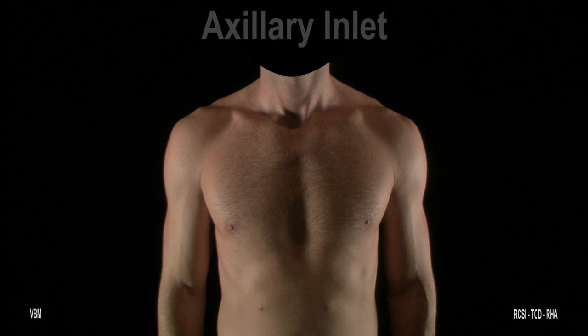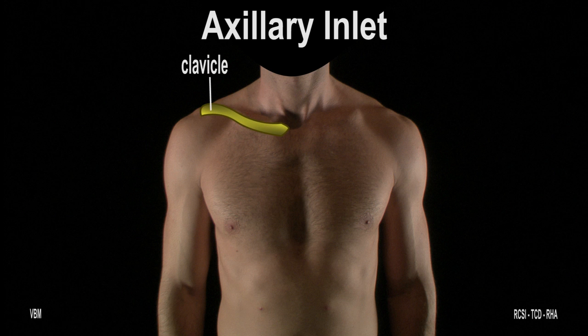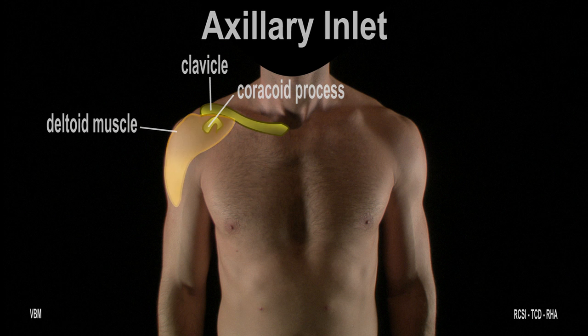Axilla. Contents and boundaries. The clavicle forms the anterior margin of the axillary inlet. The tip of the coracoid process forms the lateral limit of the axillary inlet. It is palpable immediately below the lateral third of the clavicle and deep to the medial margin of the deltoid muscle.